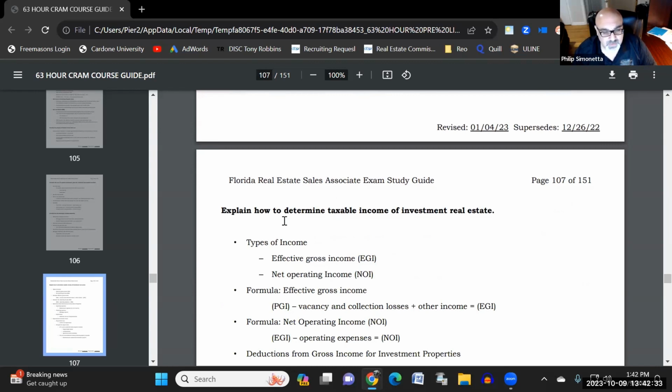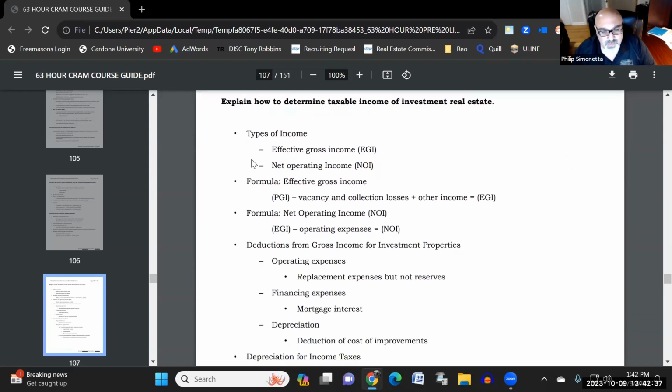Now you have to explain how to determine taxable income of investment real estate. So you got to know the types of income, the effective gross income, and then the net operating income. The formula for effective gross income, you take the PGI minus vacancy and collection losses and add other income. That's the EGI. Formula for net operating income, you take the EGI minus the operating expenses, and that equals net operating income.